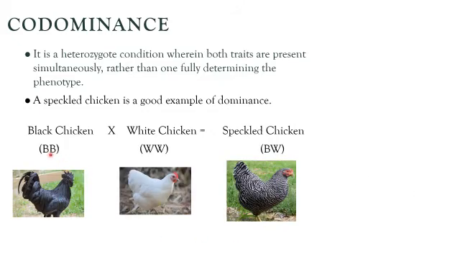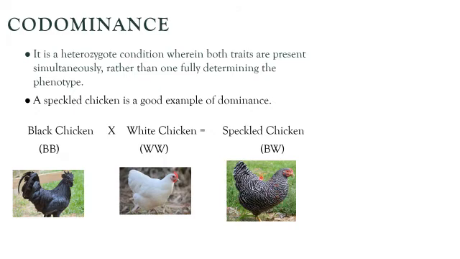So black chicken, big letter B and big letter B, W. Still, they're both dominants. The traits are both dominants. But since they are in codominance, what happens is that there's no blending or combination between the traits of the two parents.